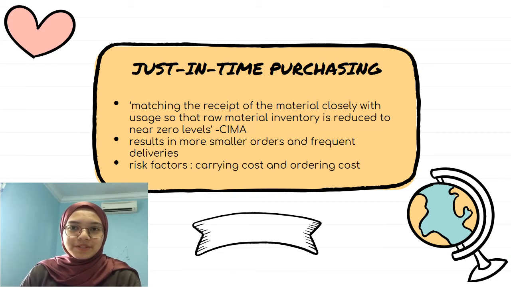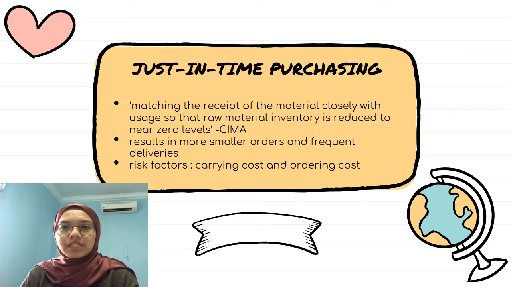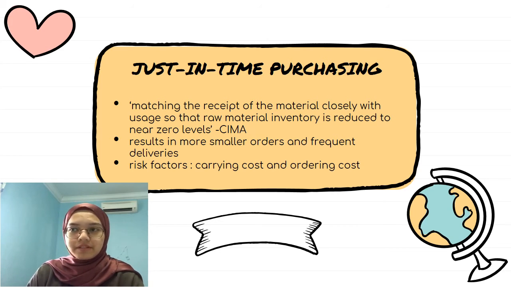So now I'm going to talk about just-in-time purchasing. What is just-in-time purchasing? According to SEMA, just-in-time purchasing is matching the receipt of the material closely with the usage so that raw material inventory is reduced to near zero levels. Just-in-time purchasing will more likely result in smaller orders and frequent deliveries. And the risk factors for just-in-time purchasing are the carrying cost and the ordering cost.